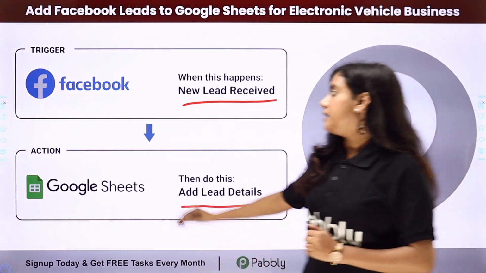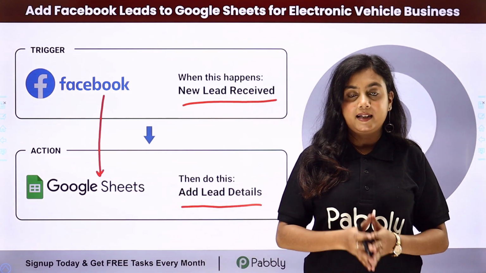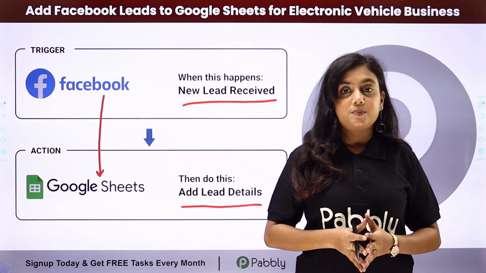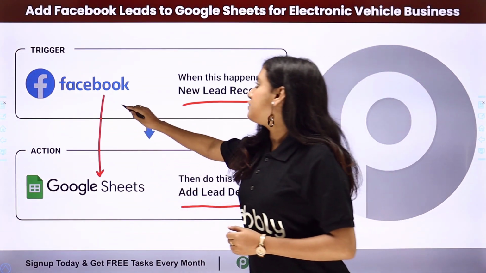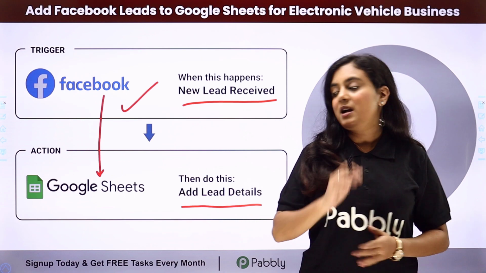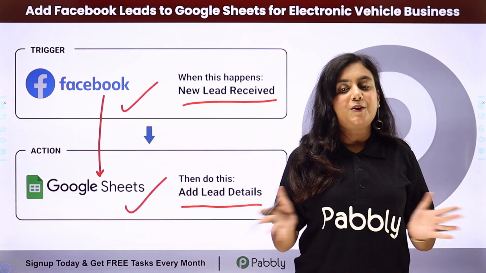For that, we need to create an automation between Facebook lead ads and Google Sheets with the help of Pabbly Connect. In Pabbly Connect, to start an automation process, we need triggers and actions. In this process, my trigger application is going to be Facebook lead ads and my action application is going to be Google Sheets. If you want to learn this automation, let me take you to my screen.